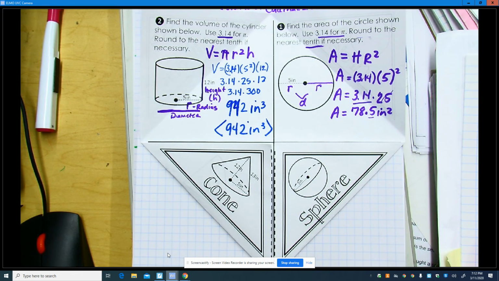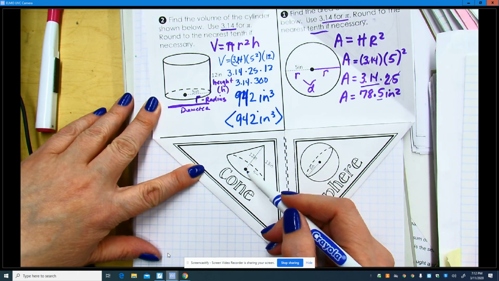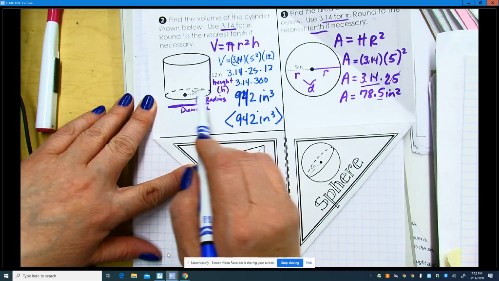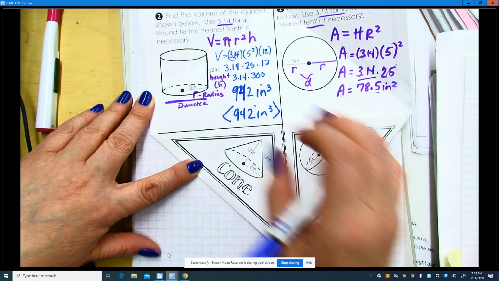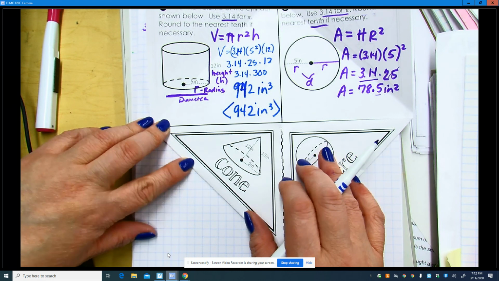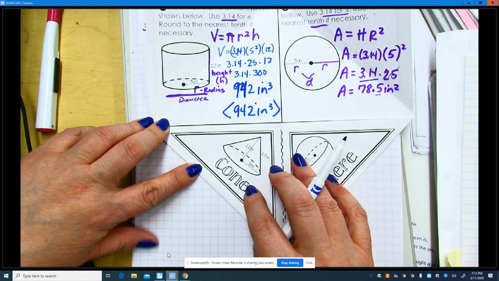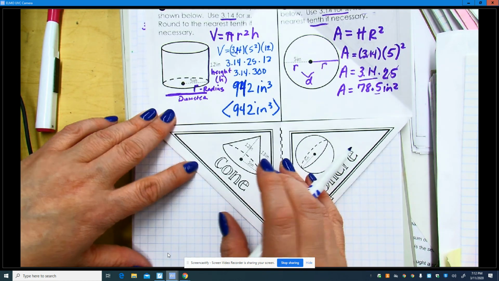Video for doing our notes for volumes of cones, cylinders, and spheres. We're going to move on to cones. So as you would imagine, if they have the same diameter across, because of this narrowing of the cone, it would fit inside of there. And in fact, typically it would take 3 volumes or 3 full cones to fill 1 cylinder.